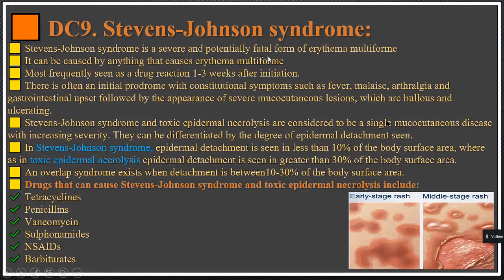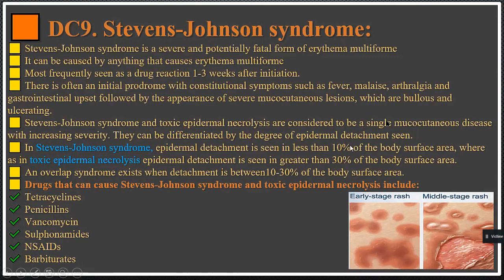Stevens-Johnson syndrome, as we said before, erythema multiforme. So the patient has erythema multiforme at the start. Which lesion, guys, for erythema multiforme? Target lesion. Okay, so the early stage will be target lesion. After that, it will be Stevens-Johnson syndrome. And if the body surface area increases, what is it called? Toxic epidermal necrolysis.